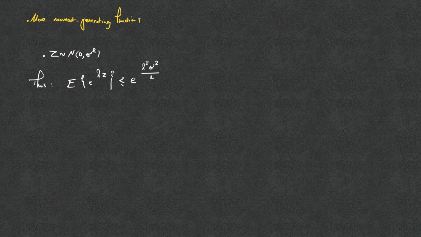Let's consider some examples. Let's say Z is coming from a Gaussian distribution with an average of 0 and a standard deviation of sigma. Therefore, if you consider the E of e to the lambda Z, it's going to be bounded by e to the power of lambda squared sigma squared divided by 2. And the question you might be asking is, why is this true?